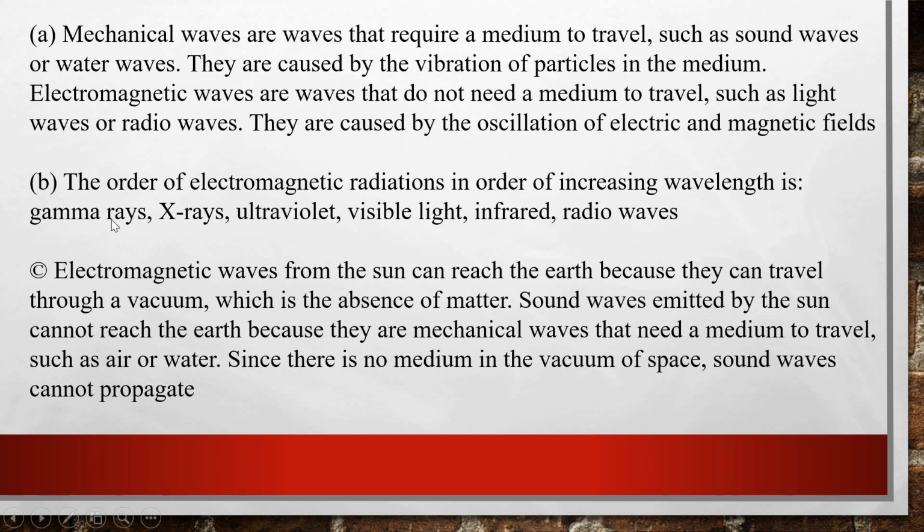So when you arrange the electromagnetic waves provided in the question in order of increasing wavelength, this is what you will have. Gamma rays have the shortest wavelength, followed by X-rays, and then ultraviolet waves, visible light, infrared, and radio waves. So it is important to note that the shorter the wavelength, the higher the penetrating power of the electromagnetic waves. And also as wavelength increases, frequency reduces.